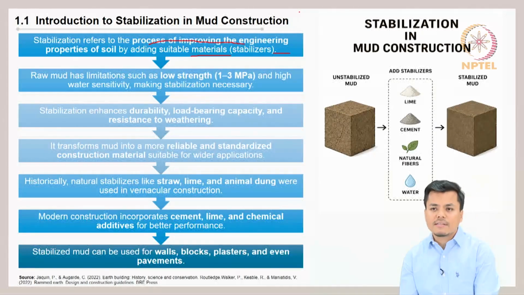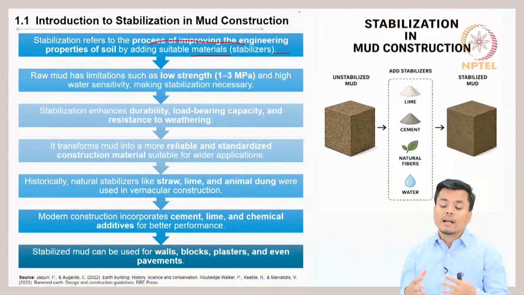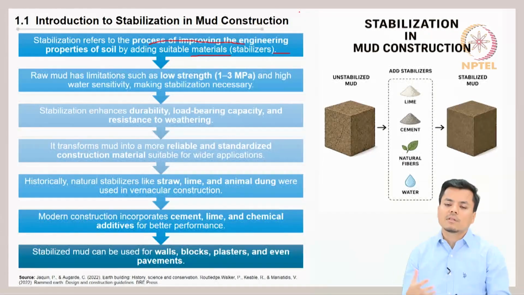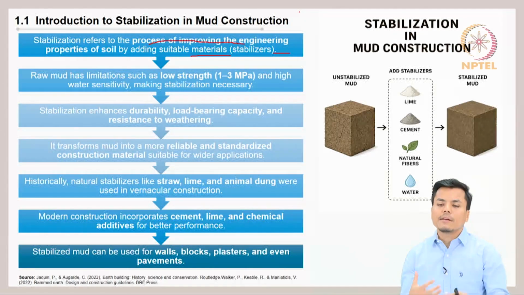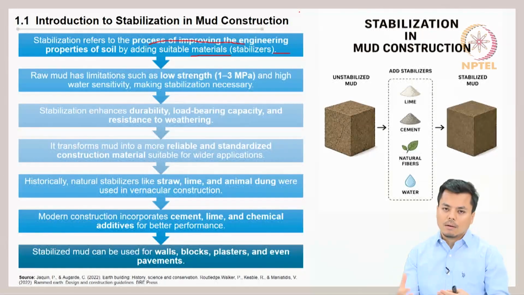It also increases the load bearing capacity and resistance to weathering. So, it actually increases the strength of the material to withstand extreme weather, that is mostly impacted by water or rainfall a lot. So, to make it more durable, and to withstand this kind of climate extremes, the stabilization process is required. Also, it increases the strength of the earth.